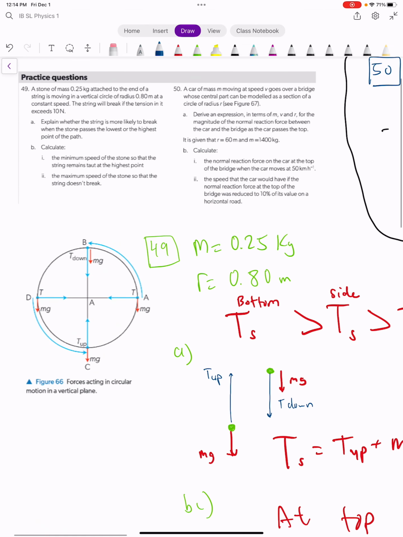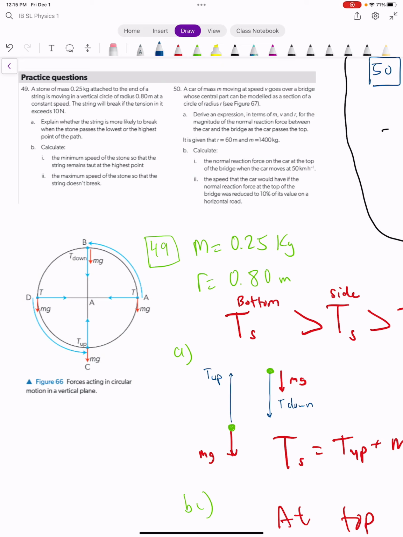Now the blue arrows in this diagram are all the same length, so because the object is going at a constant speed, the centripetal force must always be the same. The tension, however, is not always the same. The tension could actually be zero at the top.